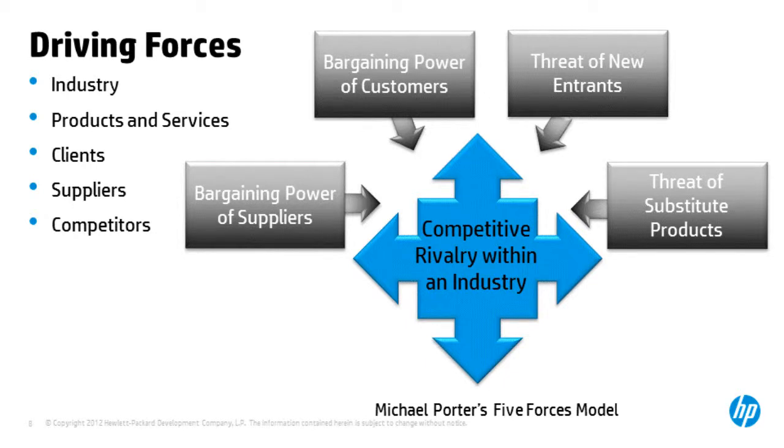A high threat of substitute products means that the product or service can be duplicated easily by the competitors. A low threat of substitute products means that this is difficult to duplicate. The degree of competitive rivalry within an industry is a major indicator of the competitiveness of the industry. The 5 forces model is only a starting point. It is often used in conjunction with a SWOT analysis, SWOT standing for strengths, weaknesses, opportunities, and threats.